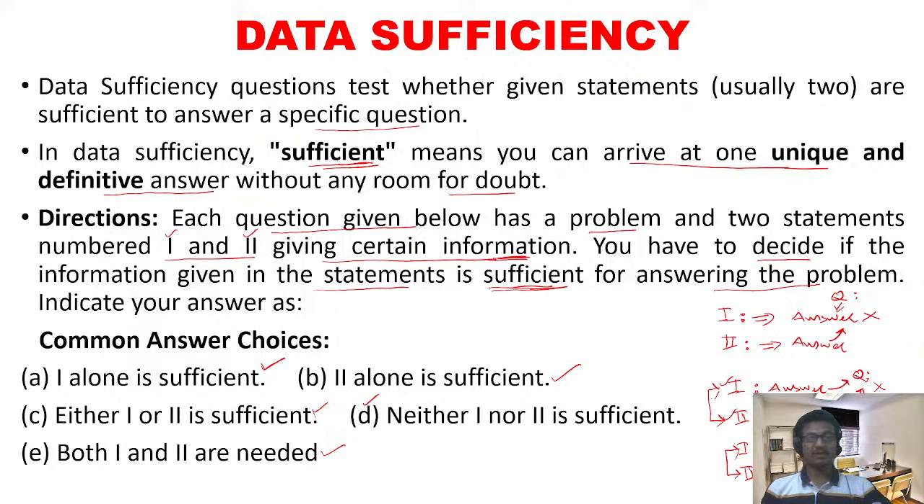So these options you should understand very clearly, which option to be selected. This way the answers will be provided and you should select one of these answers. Sometimes it can be 1 alone is sufficient, sometimes 2 alone is sufficient, sometimes either 1 or 2 is sufficient, or sometimes neither 1 nor 2 is sufficient, or sometimes both 1 and 2 are needed. We will see examples for these kinds of options.